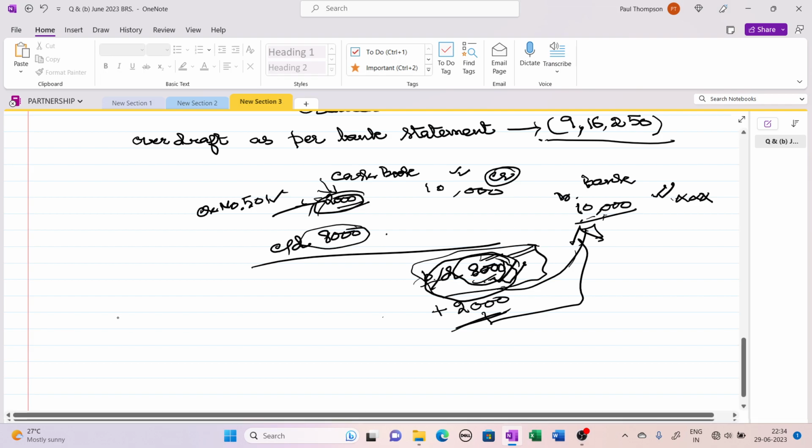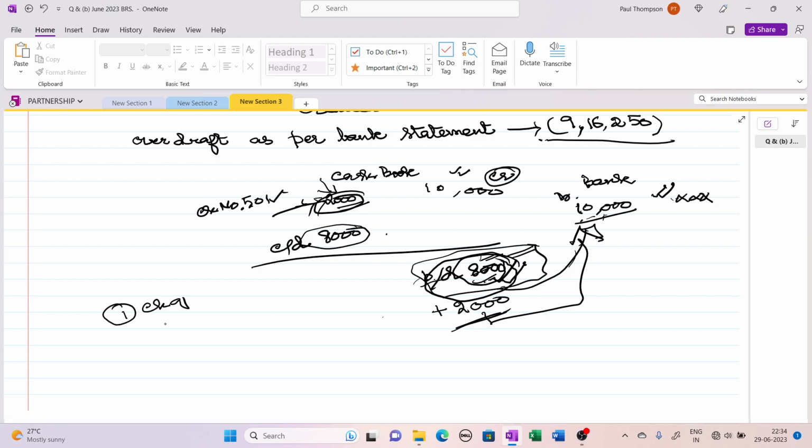So the first point is: any cheque deposited or draft deposited, not credited by bank, will increase the loan amount by that amount. To the extent cheques and drafts are deposited, my loan will appear increased in the bank column, in the bank statement. Clear? So the next thing is that any amount charged by bank.